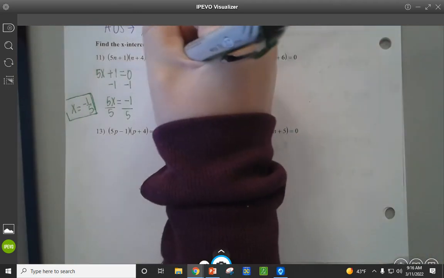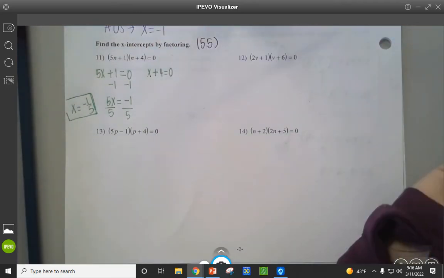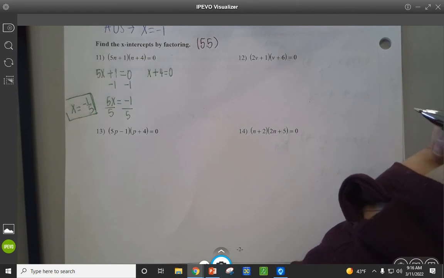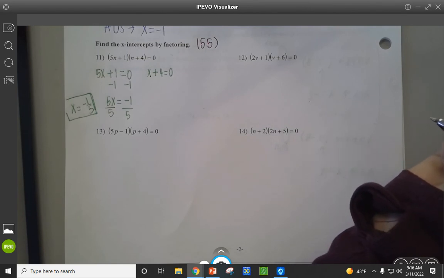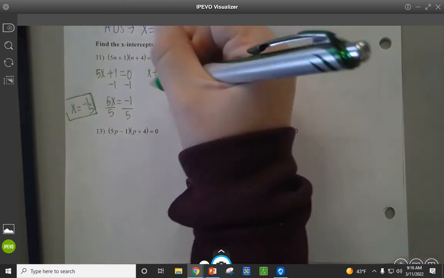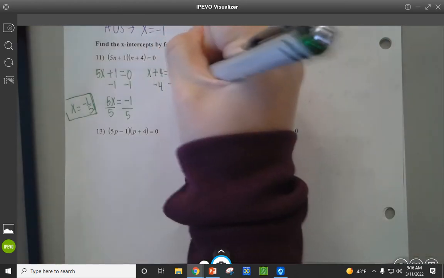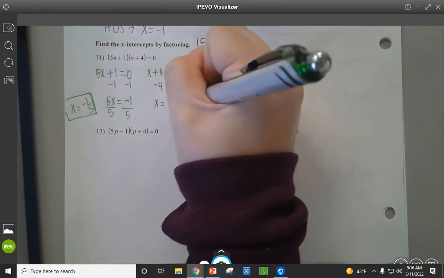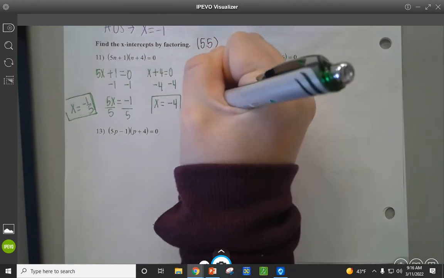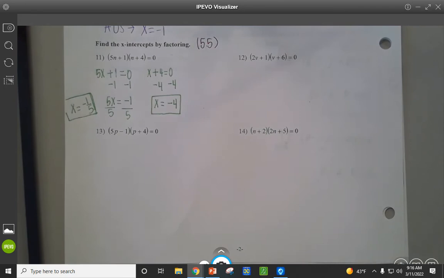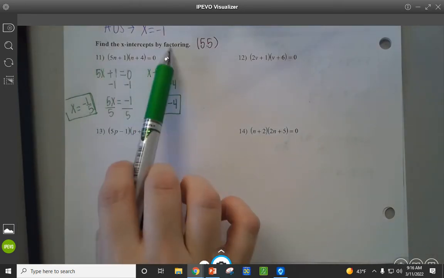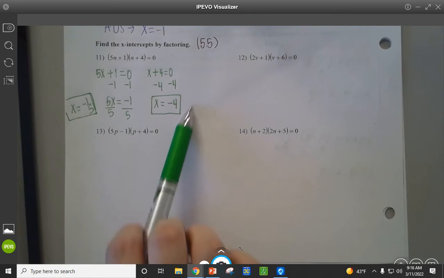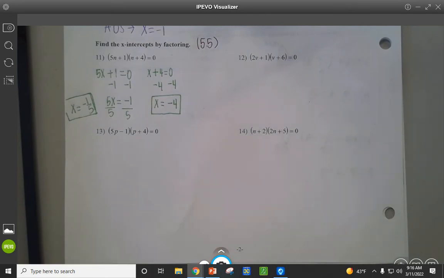My other one, x plus 4 equals 0. How would I solve this one? -4. So x equals, what's 0 minus 4? -4. So what this means is that I have x-intercepts at -1/5 and at -4.